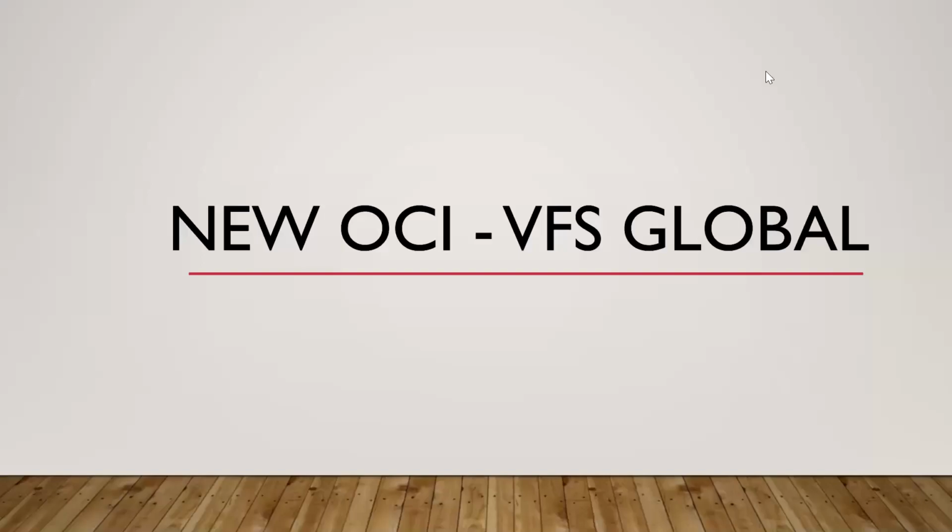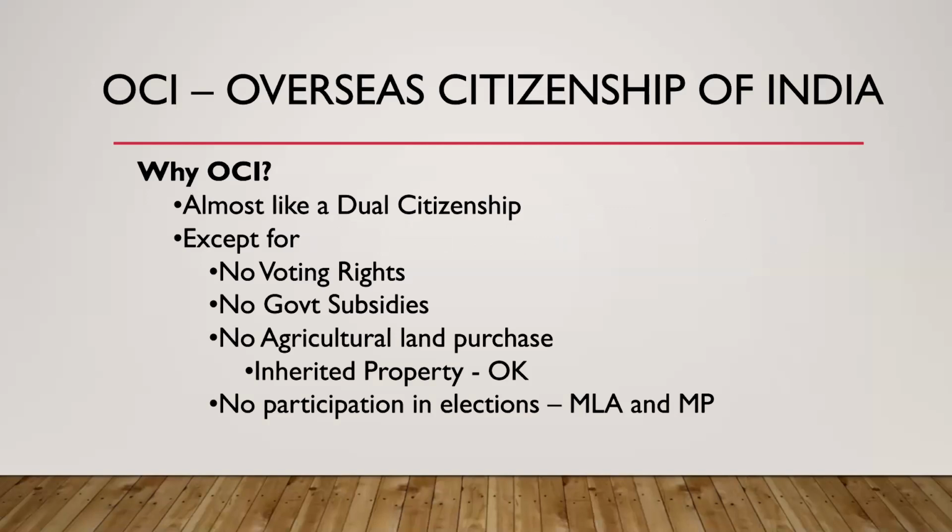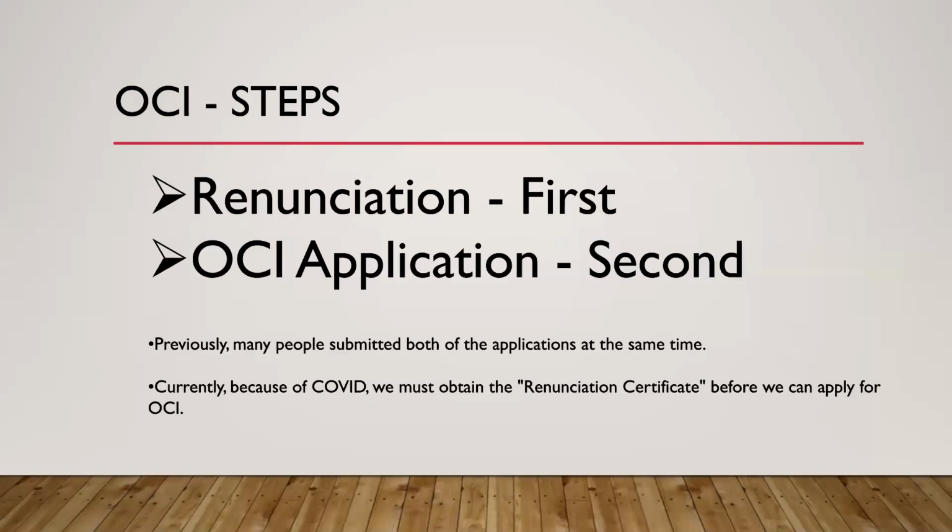Hello friends, today I will be talking about obtaining a new OCI with the help of the service provider VFS Global. An OCI is almost a dual citizenship, except for no voting rights, no government subsidies, no agricultural land purchase (inherited property is okay), and no participation in elections.